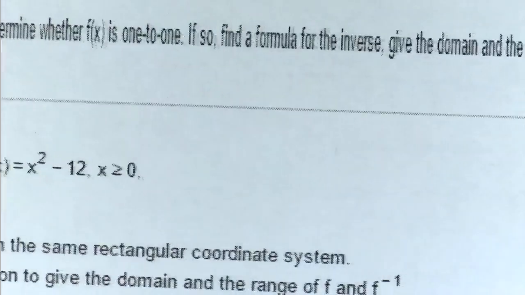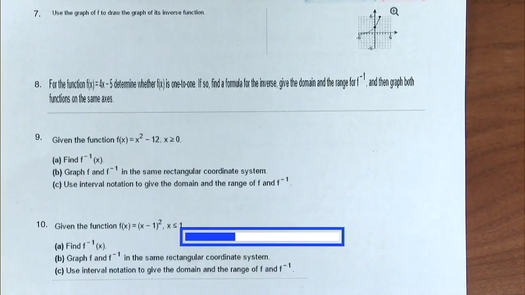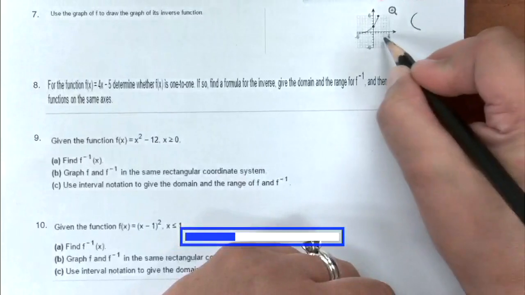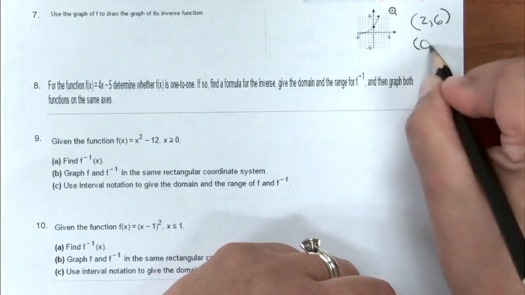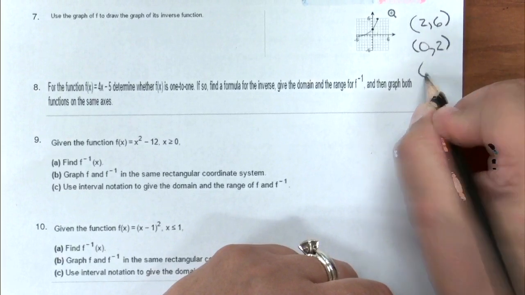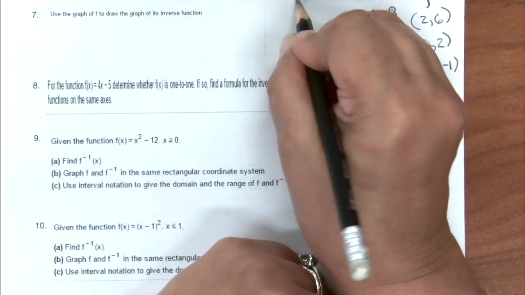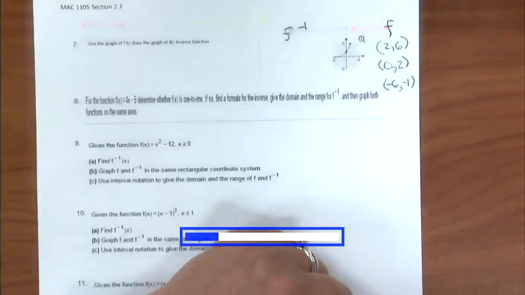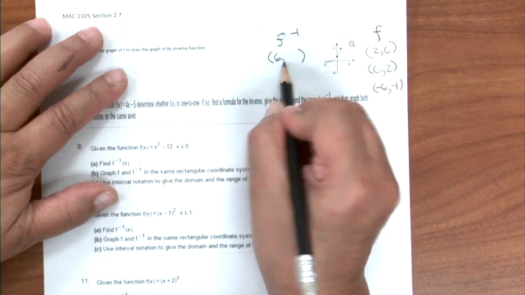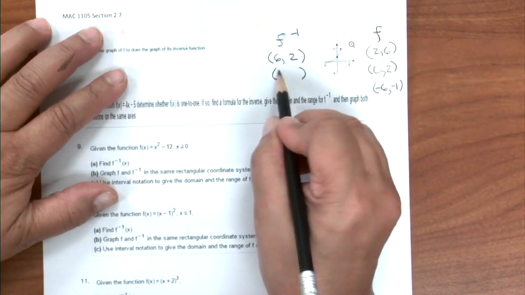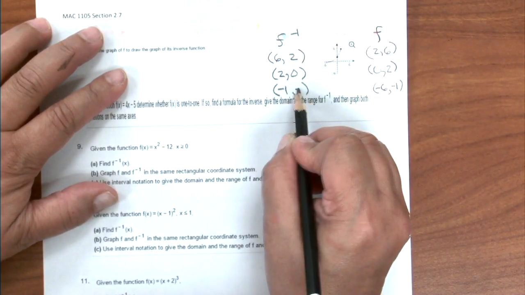Okay, again, same thing. Use the graph to draw the inverse. This is the same thing as problem number 6. Let's see. The points here appear to be 2, 6, 0, 2, and -6, -1. That would be on the original graph, which I'll always call f. The points that would be the inverse are just these with the x and the y switched. So 6 up front, 2 in the back. 2 up front, 0 in the back. And then -1 up front, -6 in the back.